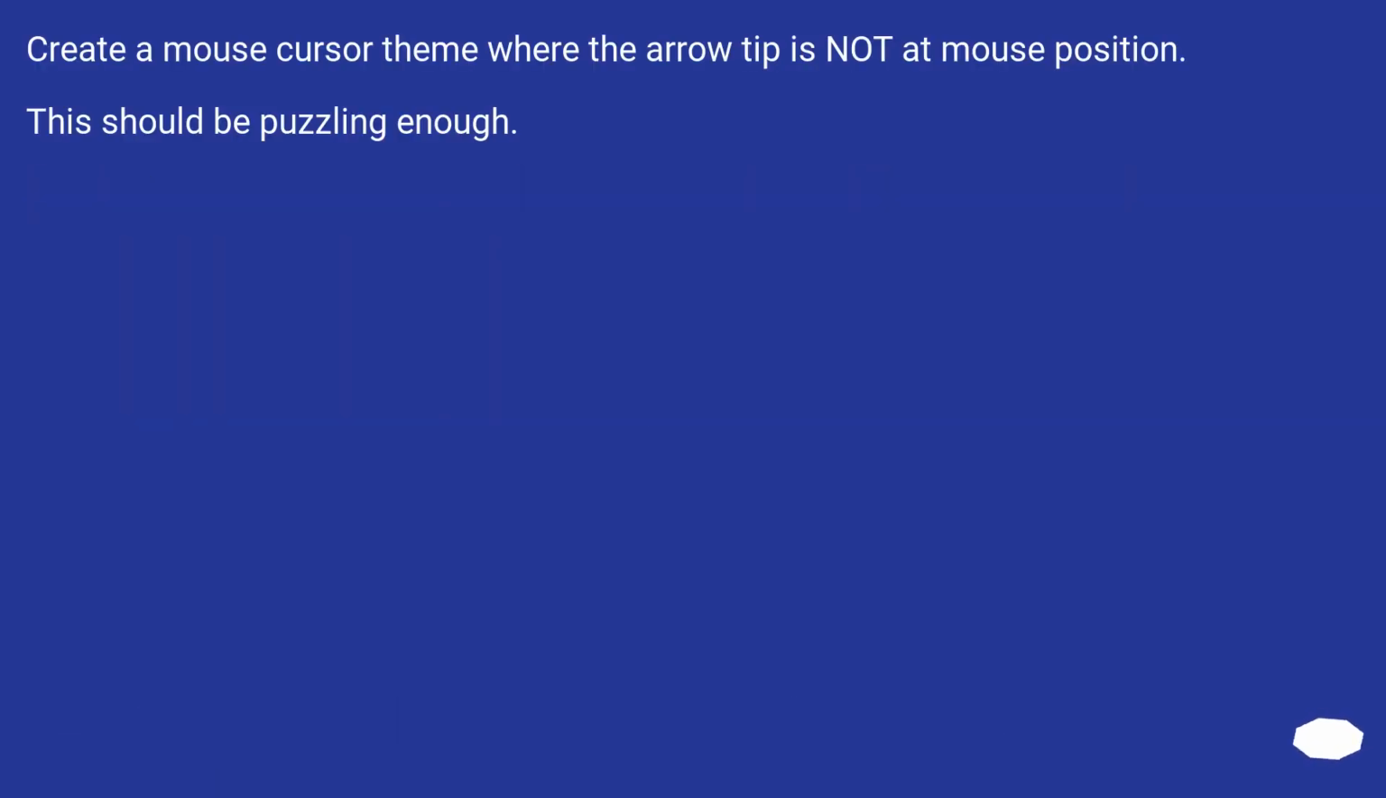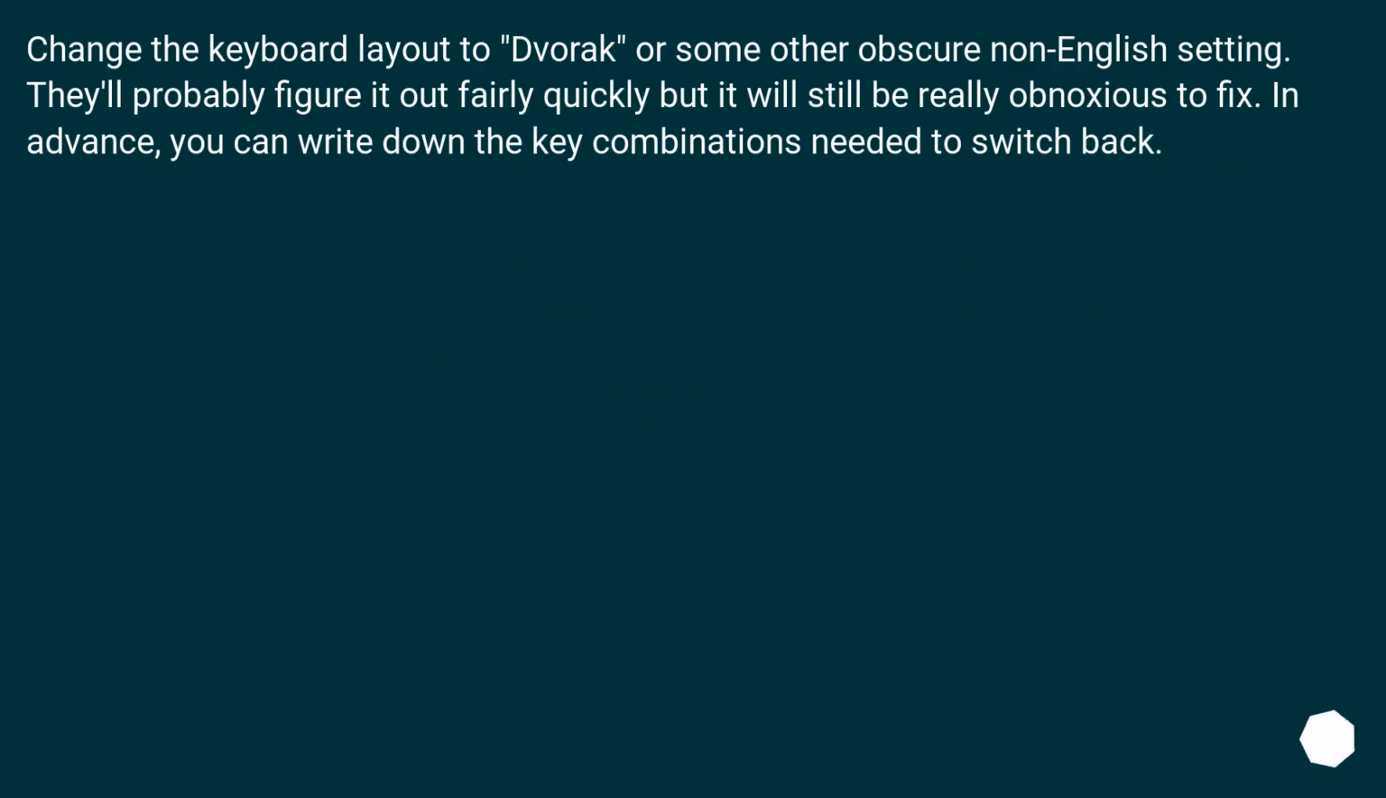Create a mouse cursor theme where the arrow tip is not at the mouse position. This should be puzzling enough. Change the keyboard layout to Dvorak or some other obscure non-English setting. They'll probably figure it out fairly quickly, but it will still be really obnoxious to fix. In advance, you can write down the key combinations needed to switch back.